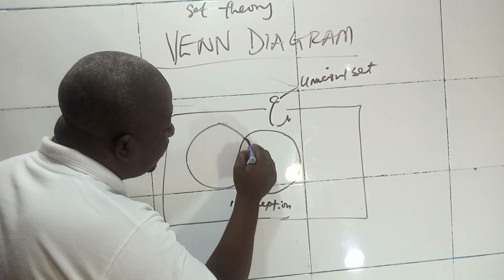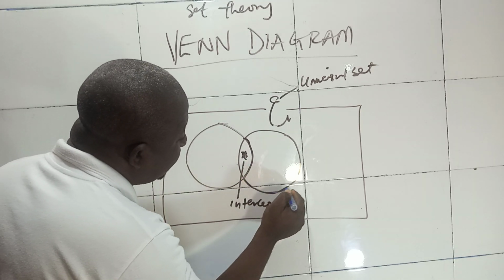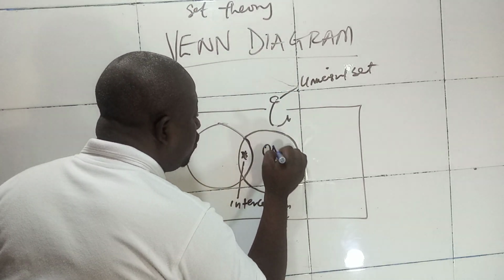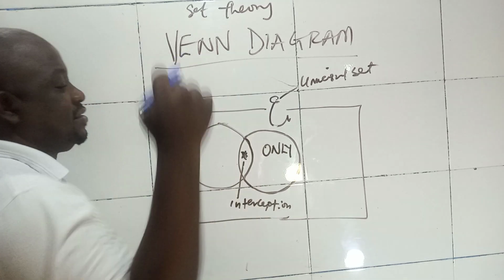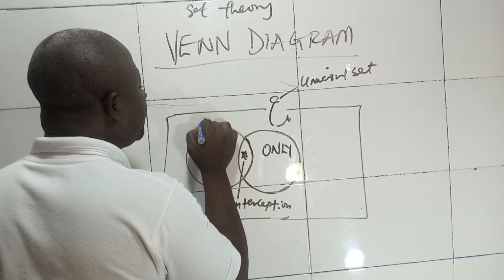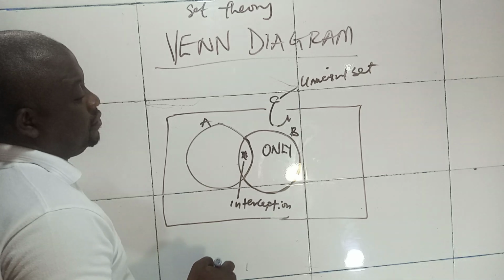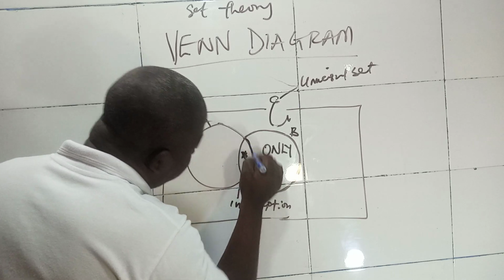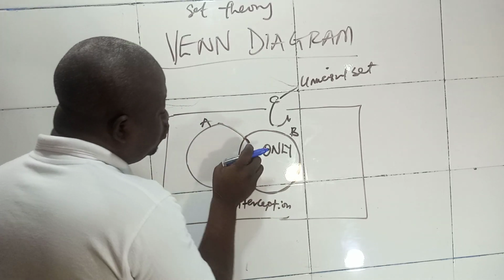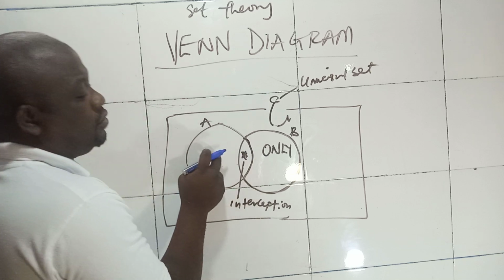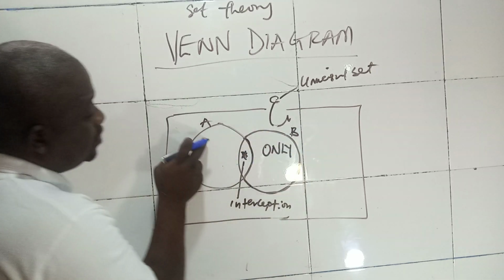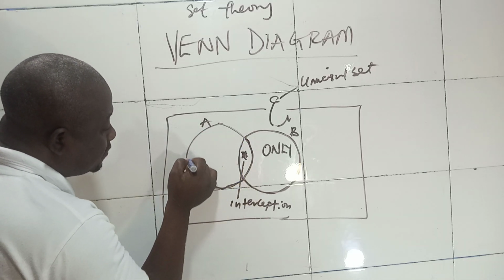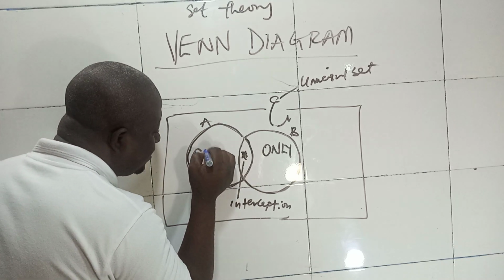Then outside the intersection is called the only part of that subset. Let's assume that this is A and this is B. This only is just this remaining part. You have taken part of that circle to form a joint with this circle, so the remaining only is for this B. Same thing applies to this A. The remaining part from here to this place is only.